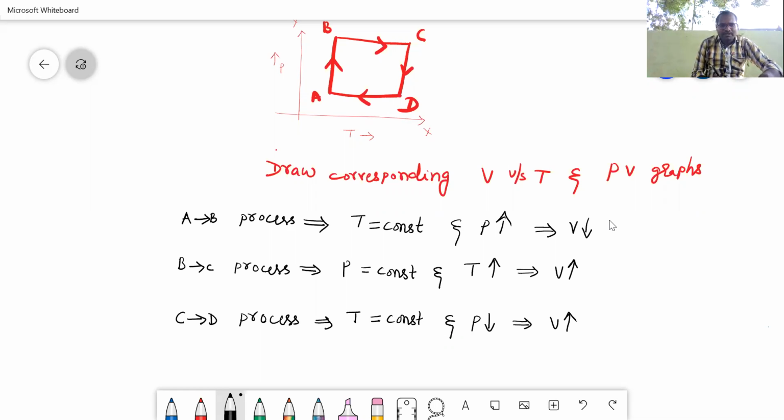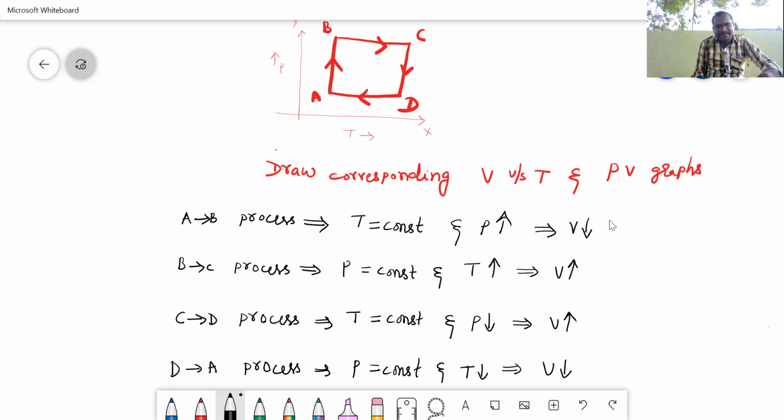Okay. Now, D to A process, let us see. In the process of D to A, again pressure is constant, and temperature is decreasing. Yes or no? Yes, the arrow mark is on that side, the left side. That implies volume will decrease.